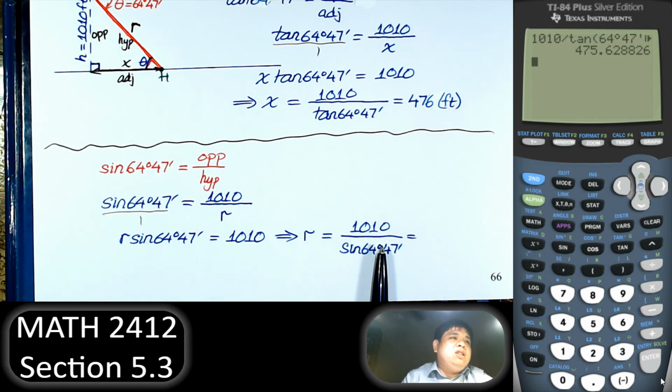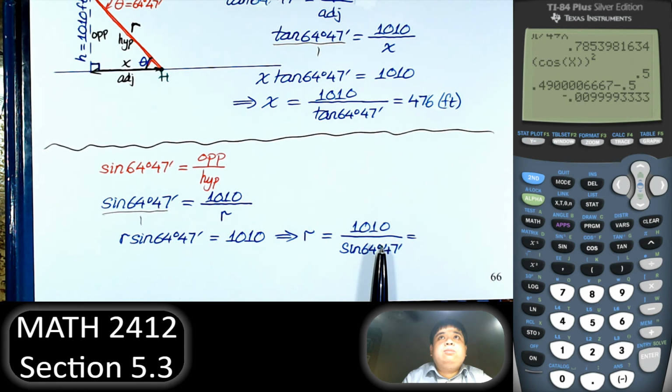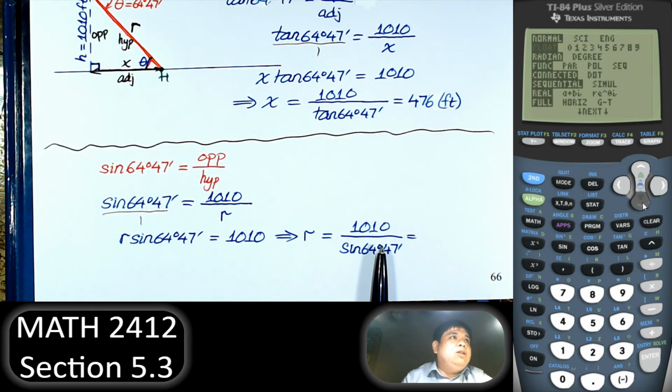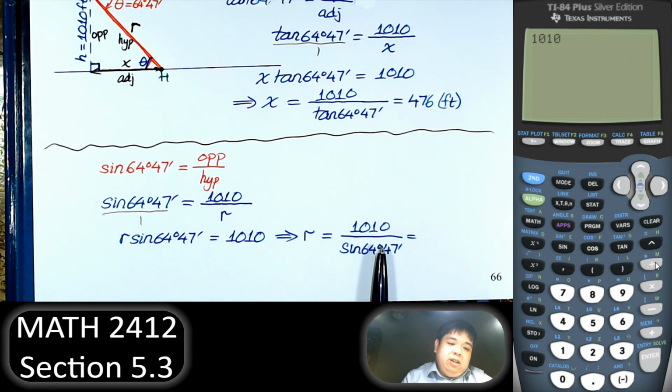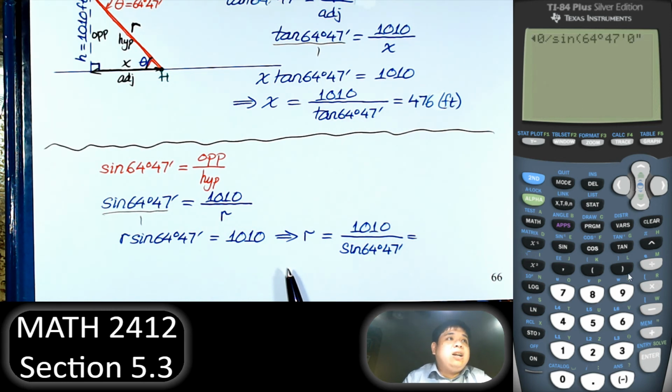I think that's good enough, but I hit the alpha button. Sorry, for some reason the calculator froze. Let me reset the calculator. Right, we have 1010 divided by sine 64 degrees 47 minutes and 0 seconds.